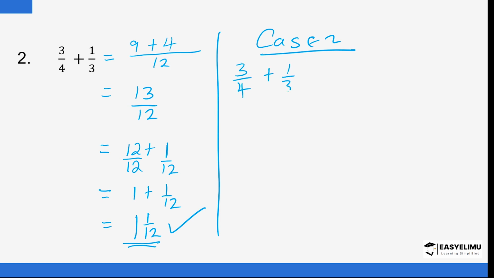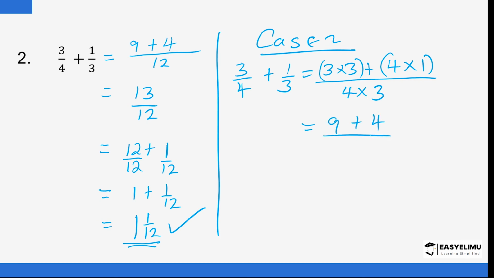Then we are adding 1/3. And that is 3 times 3, this diagonal here. And then we are adding 4 by 1, this diagonal here. And remember to multiply the denominators, which is 4 by 3. So that is again 9 plus 4 over 12, which is again 13 over 12, which is again 1 and 1 over 12. Already we had shown how you change from improper fraction to a mixed number.